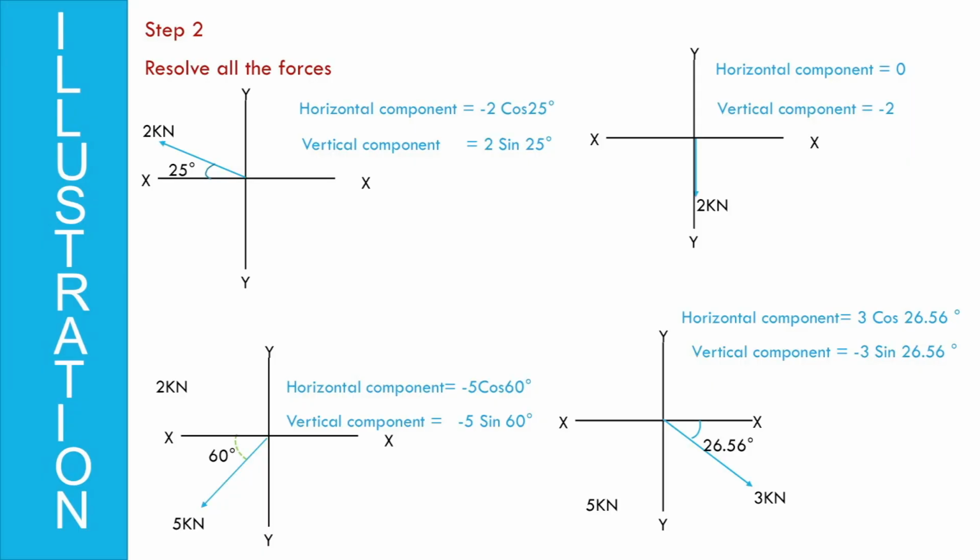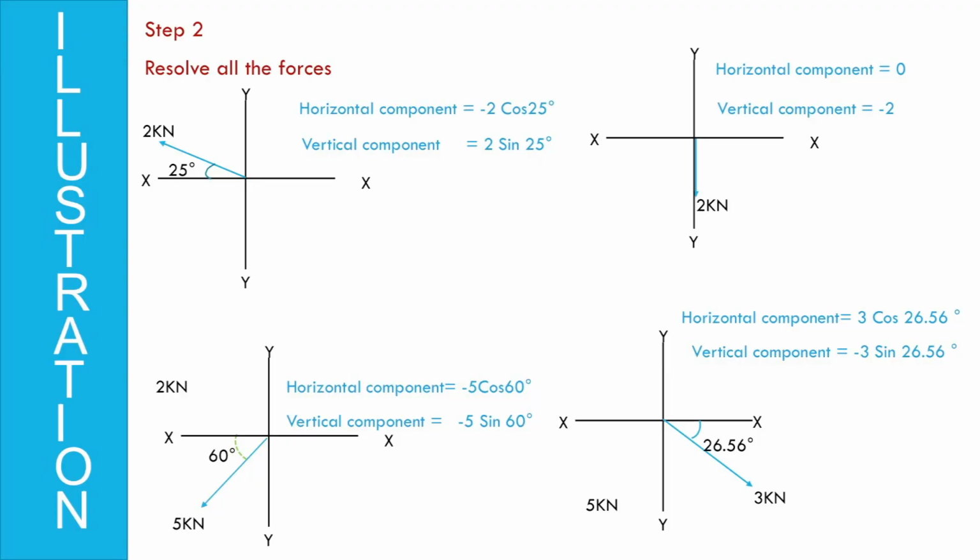Go to the next force, 2 kilonewton, which is acting straight downwards. Because it is acting straight down, it need not be resolved at all. It is a pure vertical force. There is no horizontal force involved. So, obviously, sigma h, that is the horizontal force, is 0 and vertical force is minus 2. The reason for minus is that it is on the negative side of y axis.